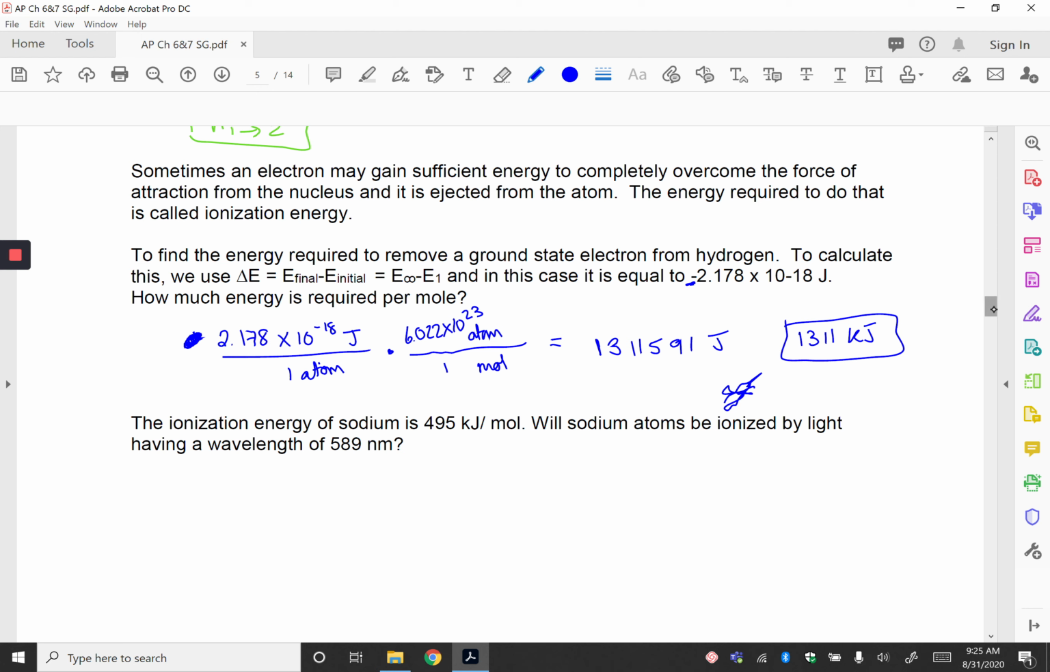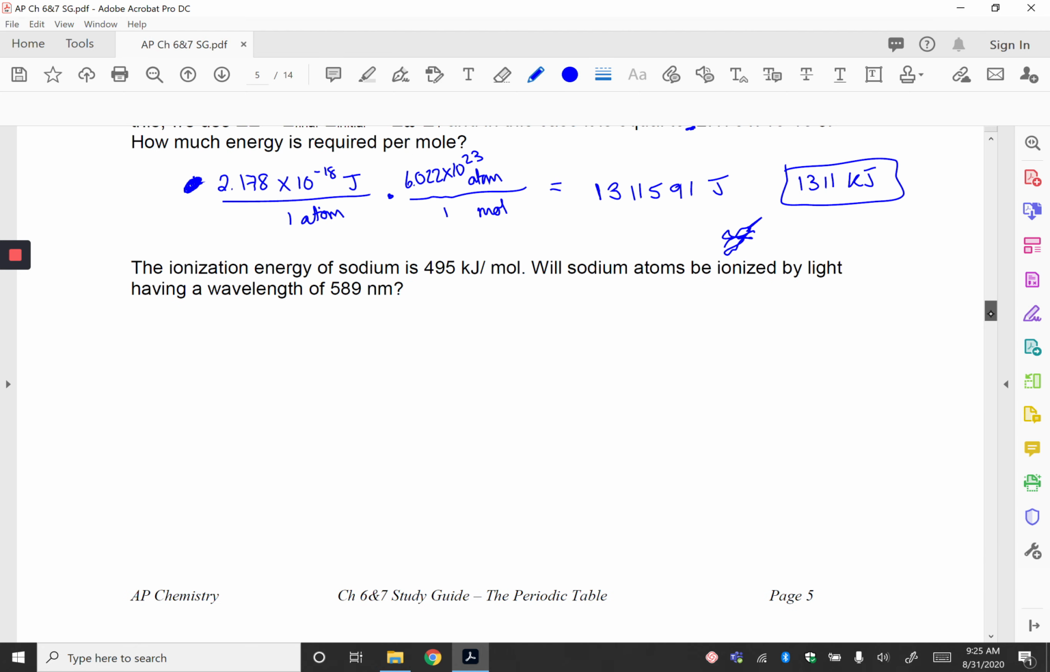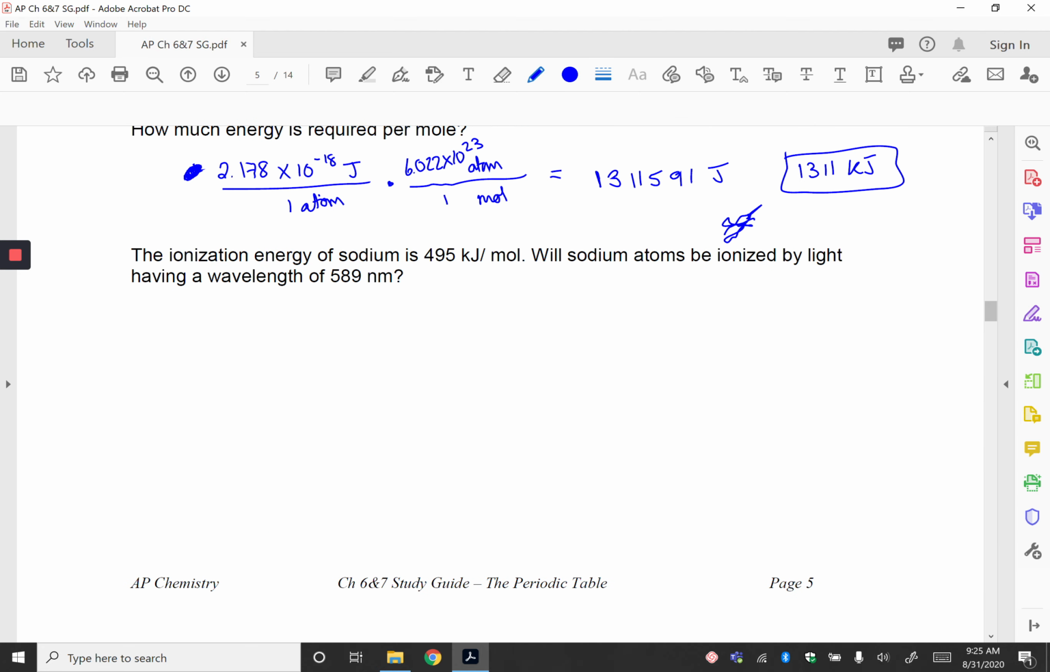All right, let's try the last problem. It says the ionization energy of sodium is 495 kilojoules per mole. So that's kind of like what we calculated here, right? This is per mole. Because your atoms cancel, end up with moles, right? So they calculated that we would need 495 kilojoules per mole for sodium to ionize, to remove the outermost electron. Will sodium atoms be ionized by a light having a wavelength of 589 nanometers?